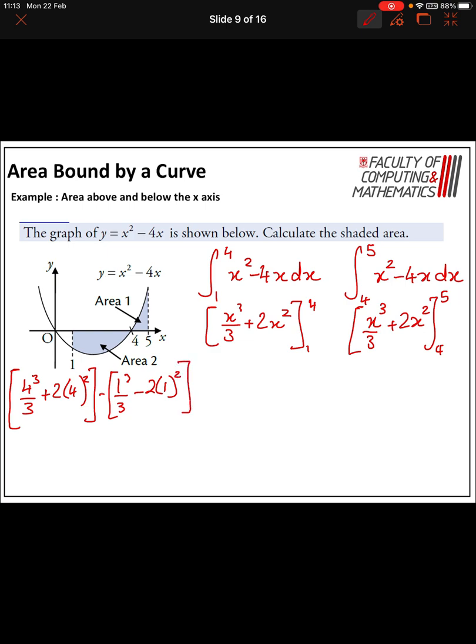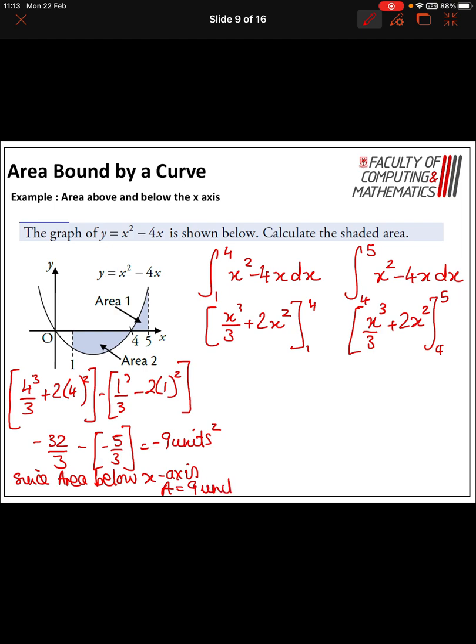Okay, then tuck it straight into your calculator. Minus 32 over 3, and that'll be minus 5 over 3, and that'll give you negative 9 units squared, which obviously, since the area is below the x-axis, the area is actually 9 units squared, and we'll use the positive.